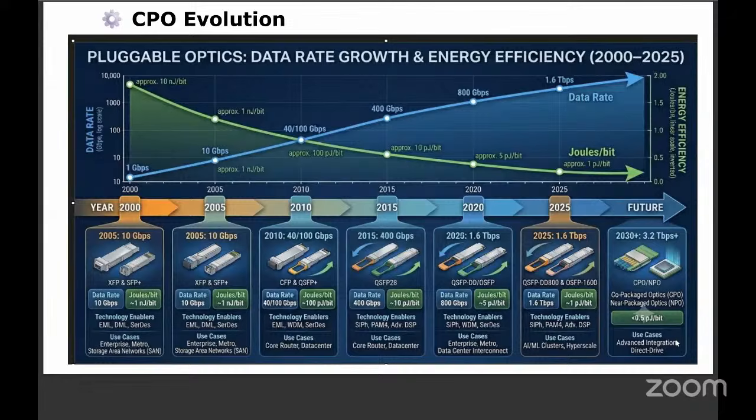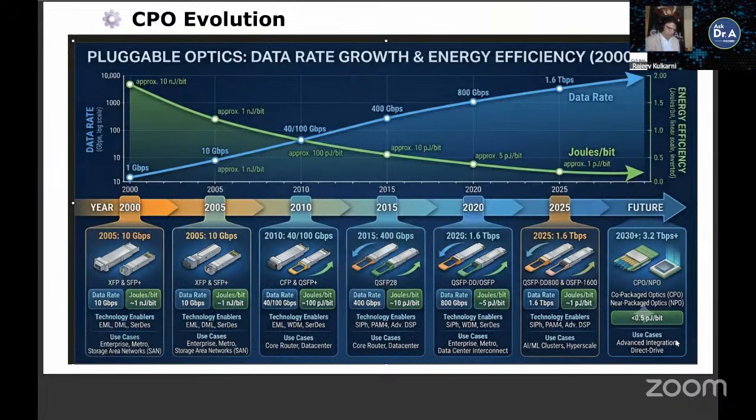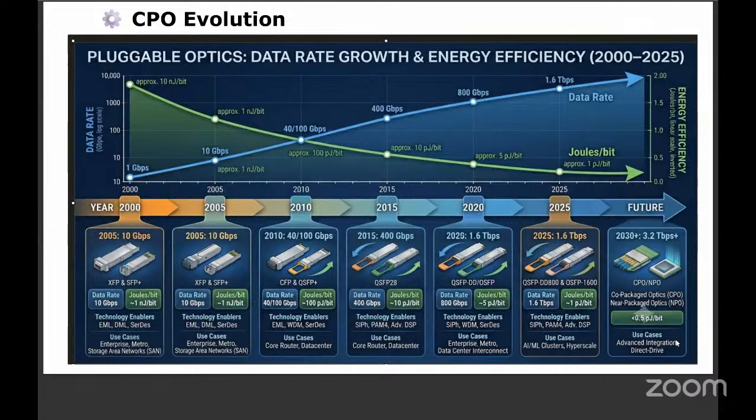I mentioned earlier, without optical cabling, these hyperscalers would not have been possible. A couple of slides on co-packaged optics evolution. Pluggable optics data rate growth and energy efficiency, 2000 to 2025, are captured. In year 2000, 10 Gbps, 2005, 10 Gbps, 2010, 40 to 100 Gbps, 2015, 400 Gbps, 2020, 1.8 Tbps, 2025, 1.6 Tbps.